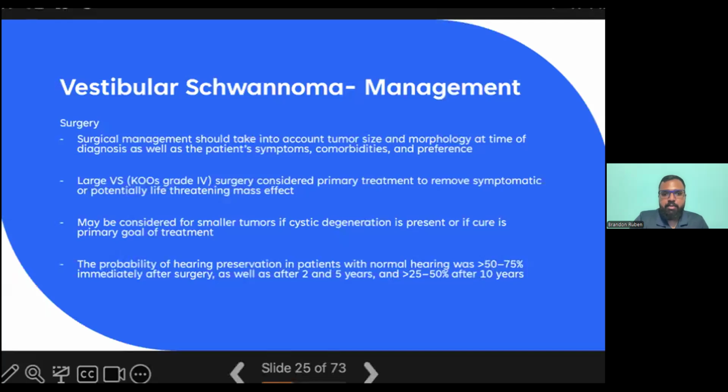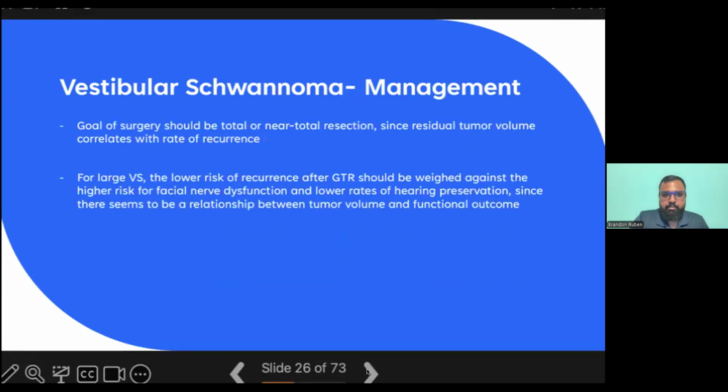goal of treatment. Probability of hearing preservation in patients with normal hearing was greater than 50 to 75% immediately after treatment as well as after 2 and 5 years, and greater than 25 to 50% after 10 years.